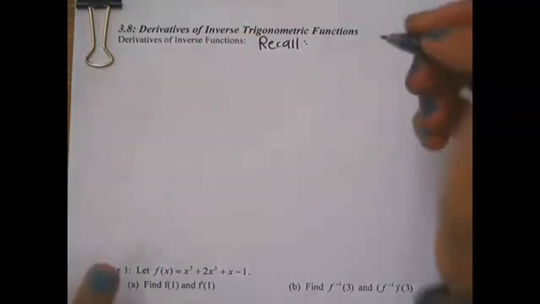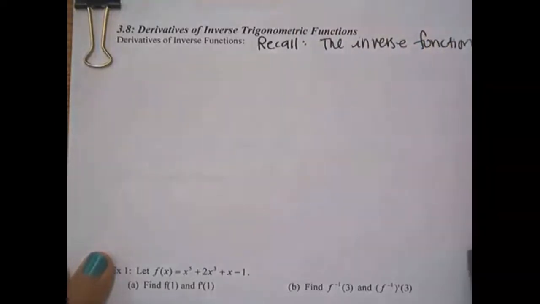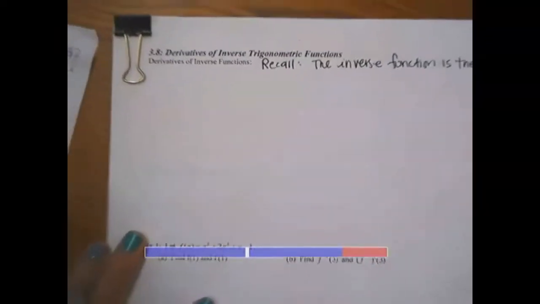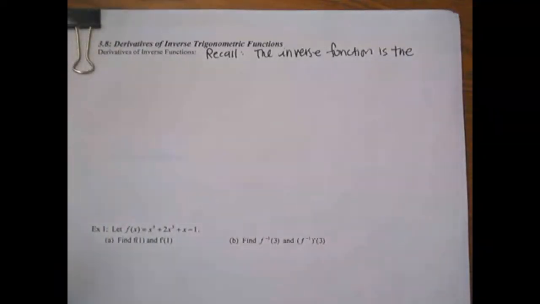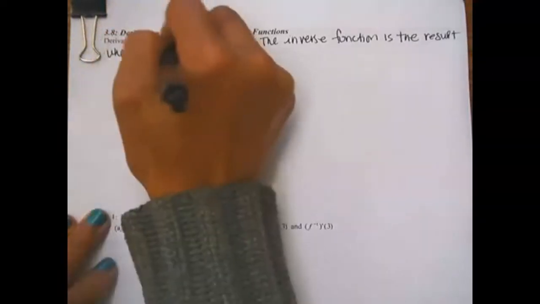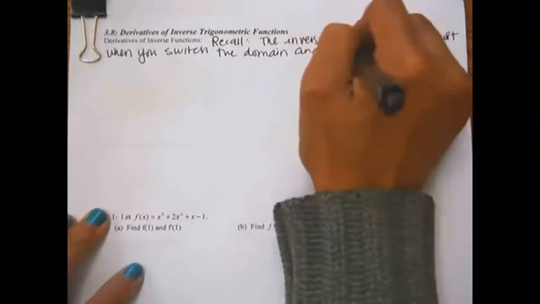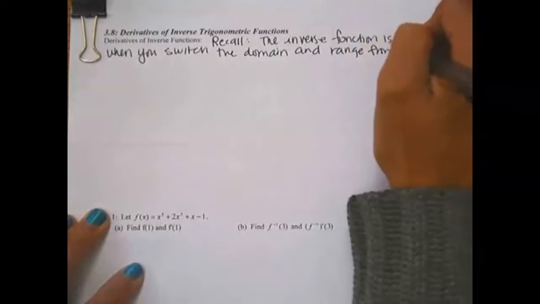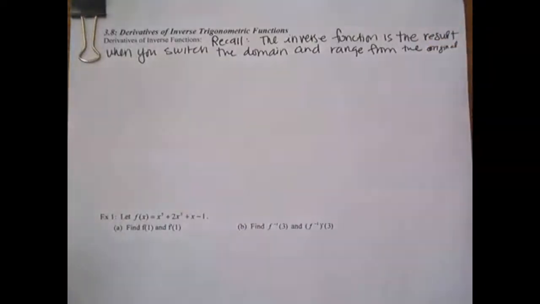So let's recall that the inverse function is the result when you switch the domain and range from the original. This thing is spelled original.